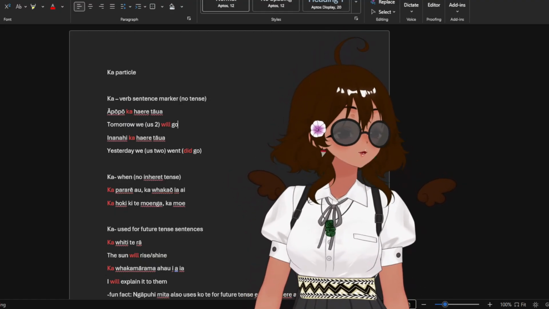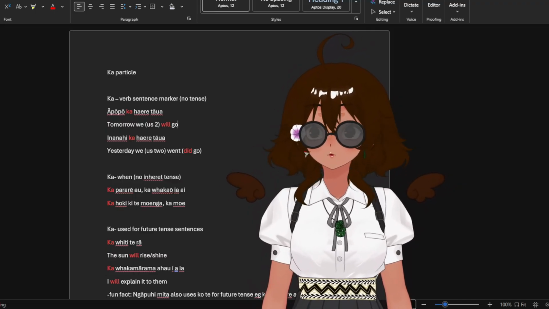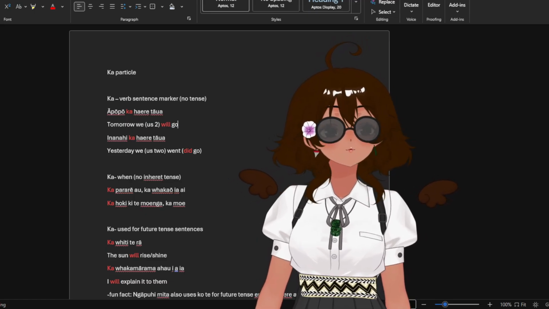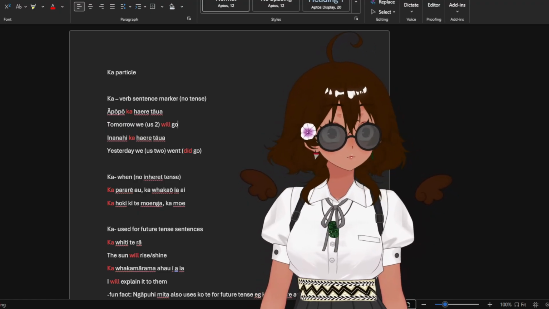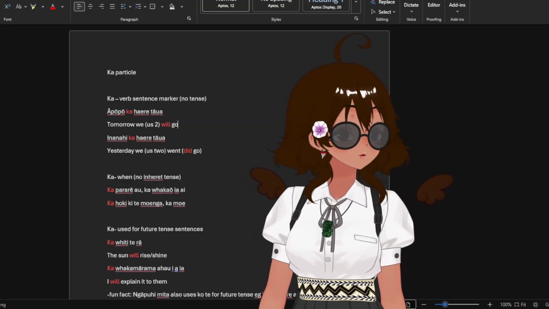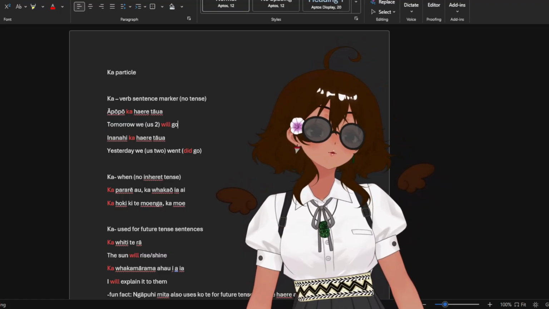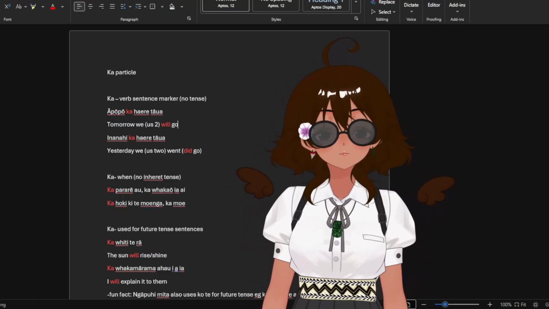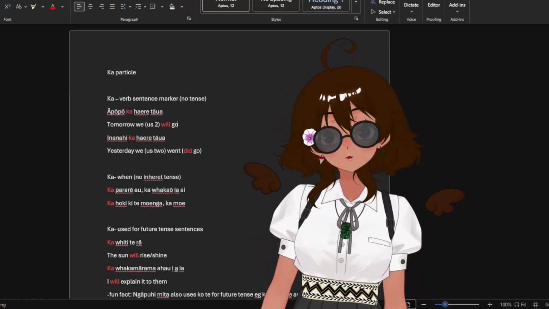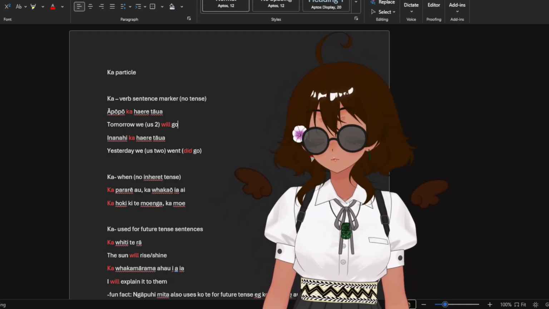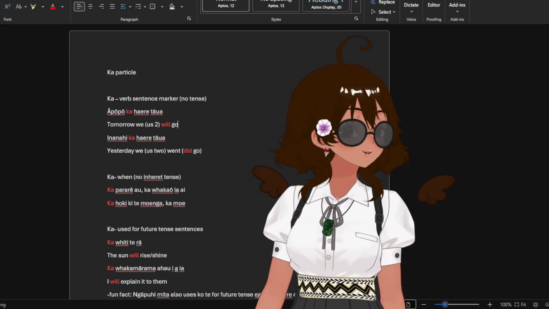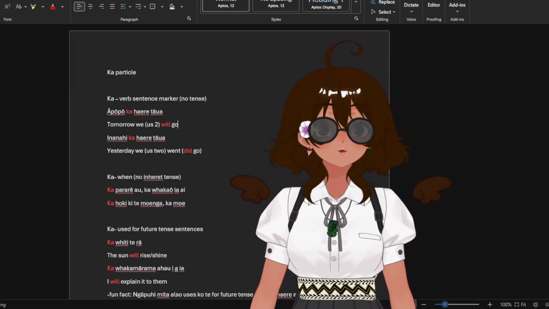But yeah. Today we're going to be looking at how to use the particle ka. A very common verb and other usage particle. Well, mostly verb particle, let's be honest. Actually, yeah. Commonly used verb particle that, honestly, in my opinion, happens to get a lot of misunderstanding and misinformation. Well, I won't say 100% misinformation, but at the very least, information lacking nuance, which is very important for how to use this damn particle. So yeah, without further ado, let's get into this.